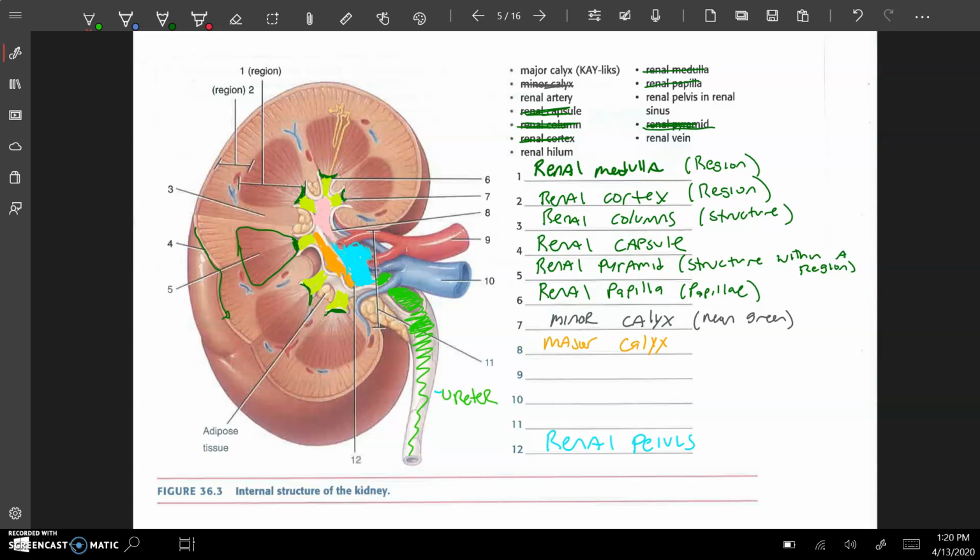Then if I go back to what we were talking about here, this and this all make up the renal sinus, which is going to be the region.